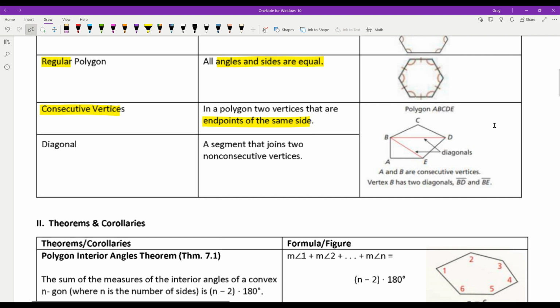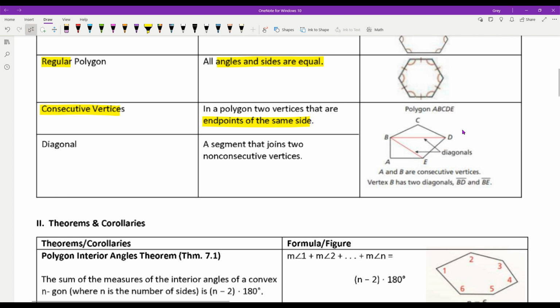Looking at this diagram, whenever you name a polygon, you have to name it in consecutive order. So this is called polygon ABCDE. That's consecutive. You could name it polygon CDEAB. You could name it polygon DCBAE. It does not matter where you start. It does not matter if you go clockwise or counterclockwise, but you have to use consecutive vertices. So you cannot call it ACEBD. Have to go in order.